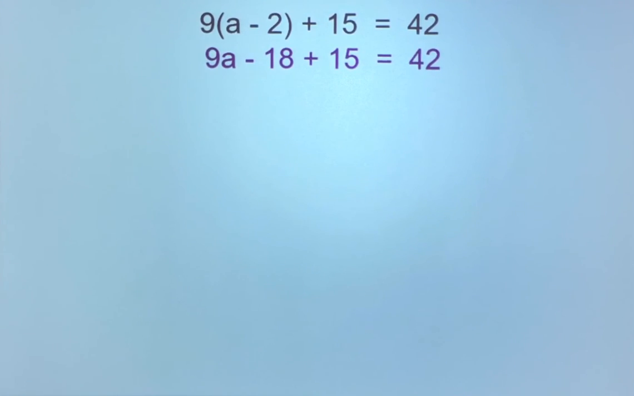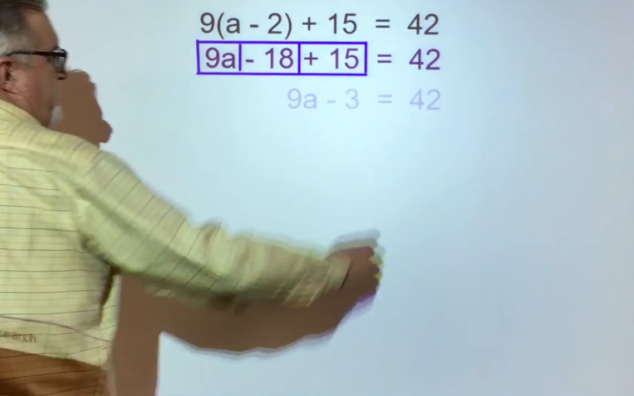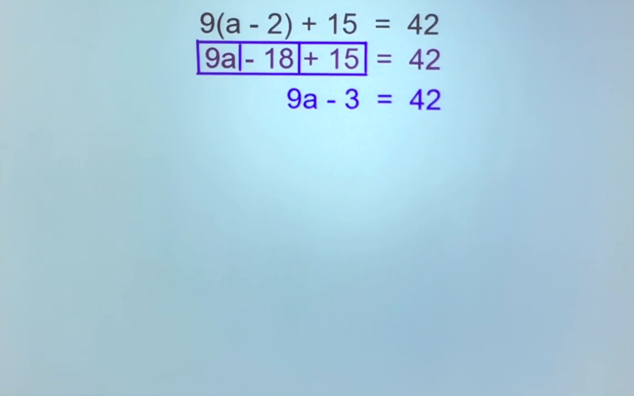Next step is to see if there's any like terms that can be combined. When I look for my like terms, I see that I have two constants that I can put together. I have a negative 18 that I can combine with a positive 15, and that will result in 9a minus 3 is equal to 42. Now we're going to undo any addition or subtraction.